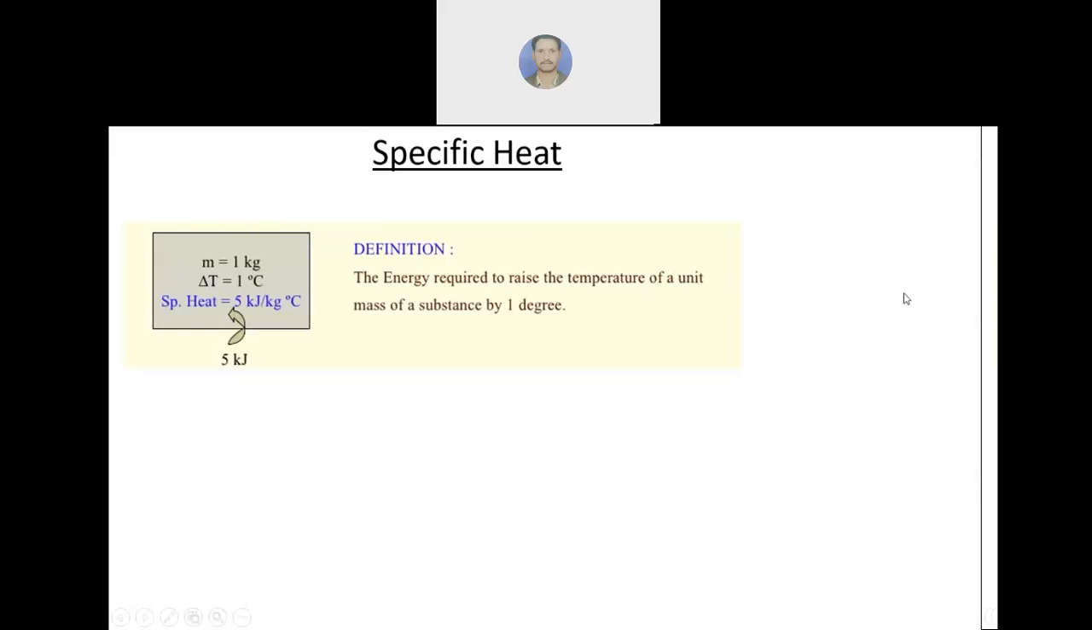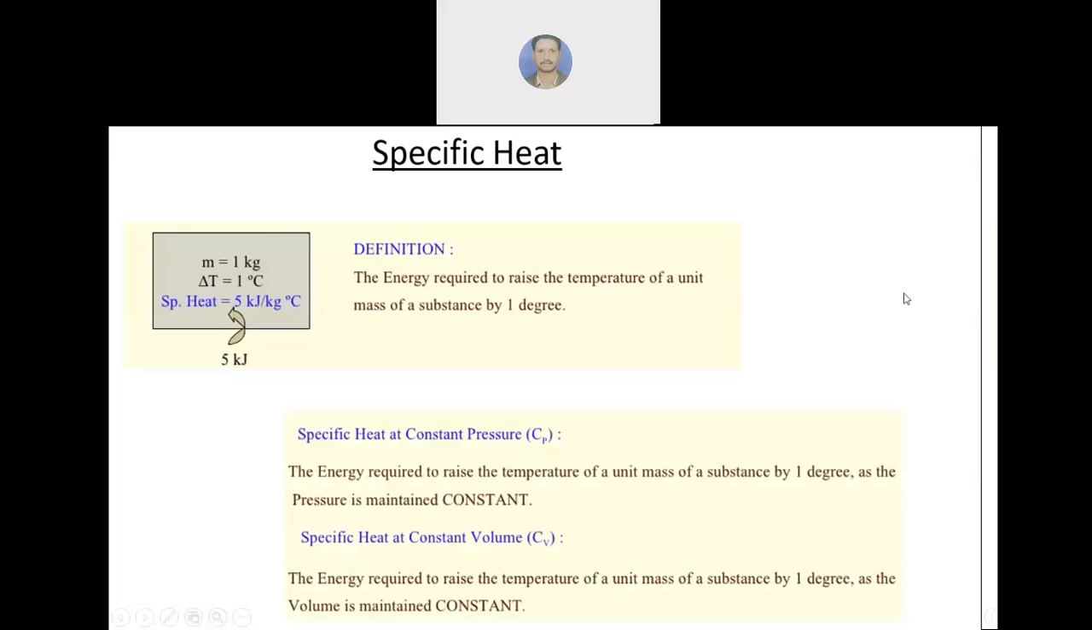Understand? Now, specific heat is of two types: at constant pressure and at constant volume. Cp. C represents specific heat. When we say at constant pressure, we write subscript p. If constant volume, we denote by subscript v. So Cp represents specific heat at constant pressure. Cv represents specific heat at constant volume.